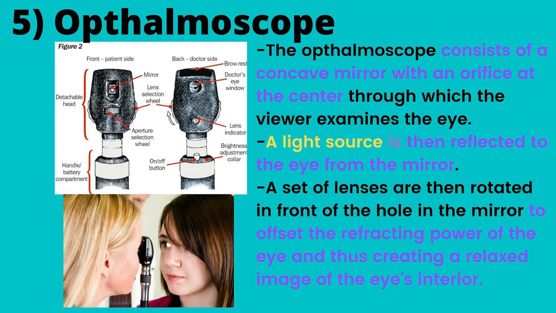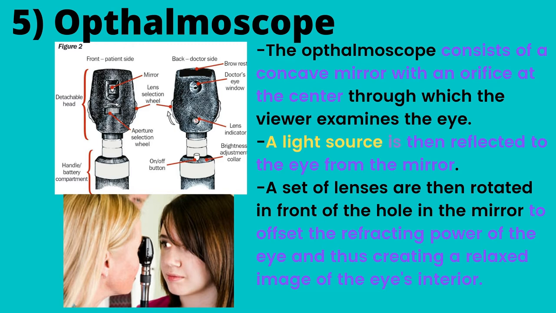An ophthalmoscope consists of a concave mirror with an orifice at the center through which the viewer examines the eye. The light source is then reflected to the eye from the mirror. A set of lenses are then rotated in front of the hole in the mirror to offset the reflecting power of the eye, creating a relaxed image of the eye's interior.